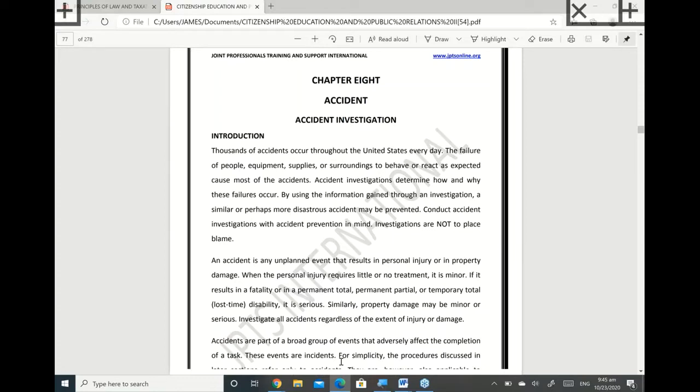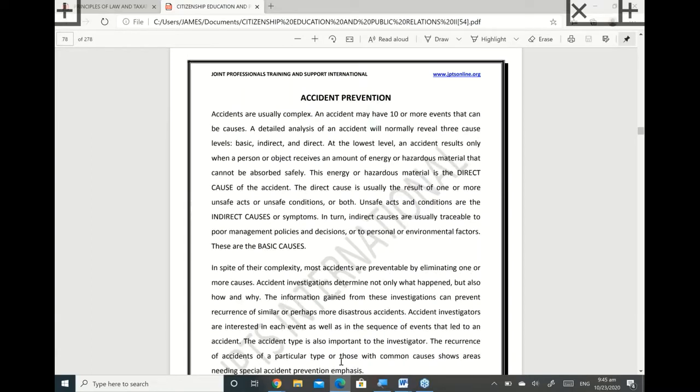Now here we have accident prevention. How do we prevent accident or incident? When we talk about accident, we are talking about that which occurs outside, and when we talk about incident, we mean those things that happen in our homes, within our environment. If anything like that happens, we say it's an accident.